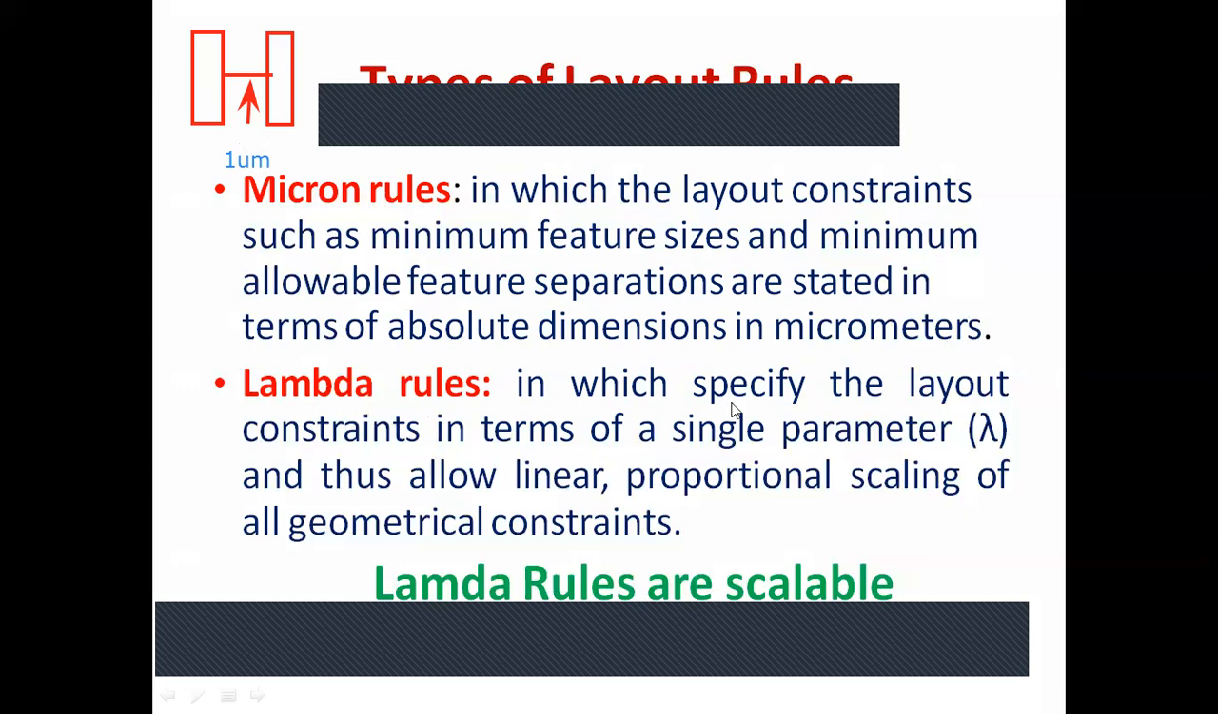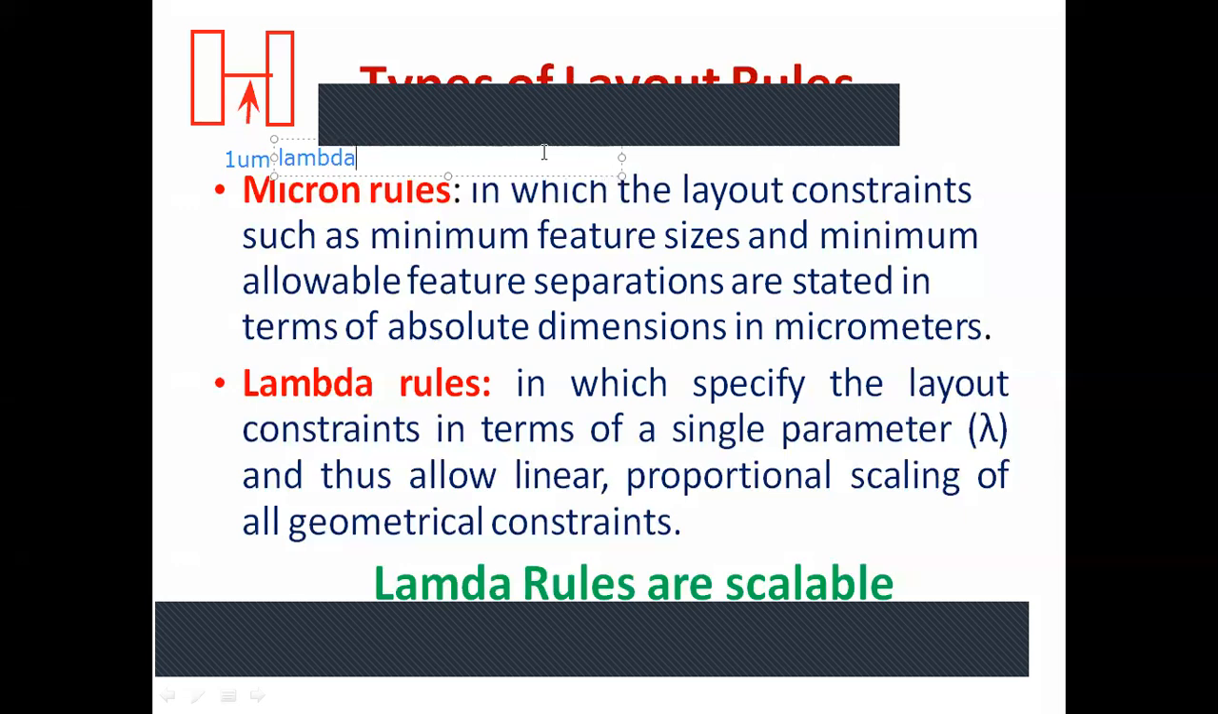These are called micron rules, but we are not using micron rules. We use lambda rules. Lambda rules specify the layout constraints. So what should be the minimum width? What should be the minimum distance? In terms of a single parameter, lambda. This allows linear proportional scaling of all geometrical constants. For example, instead of this 1 micrometer, we just specify it by lambda.